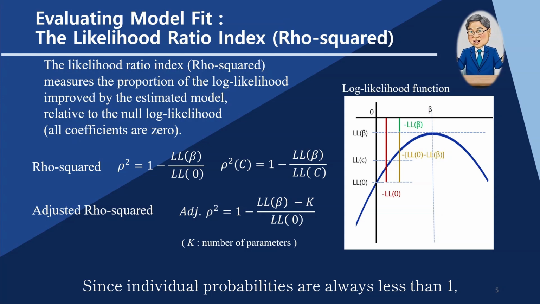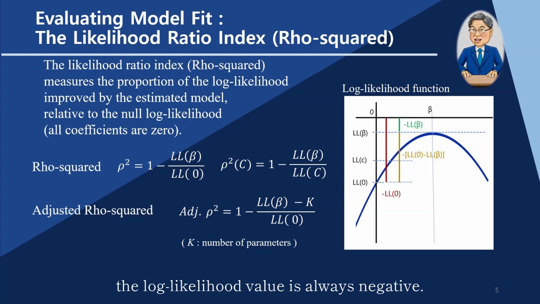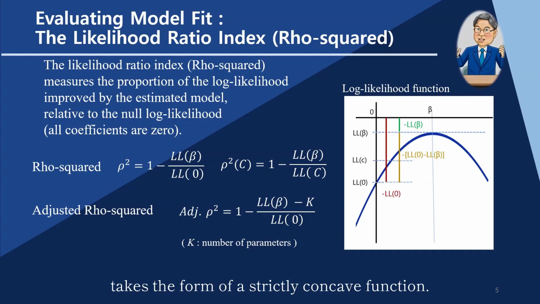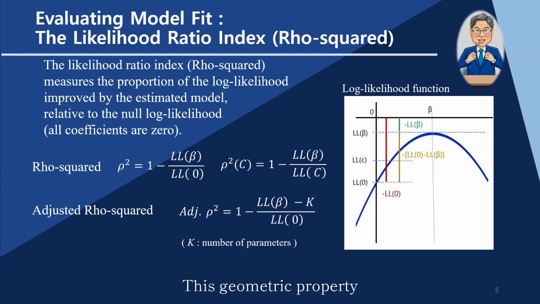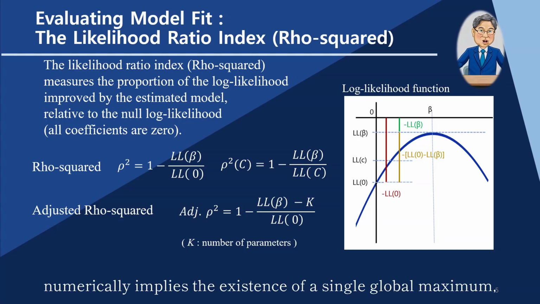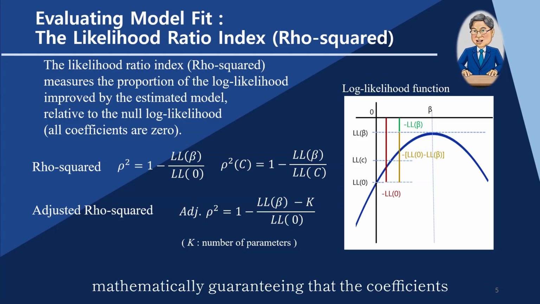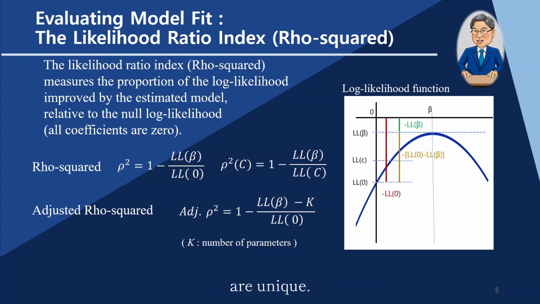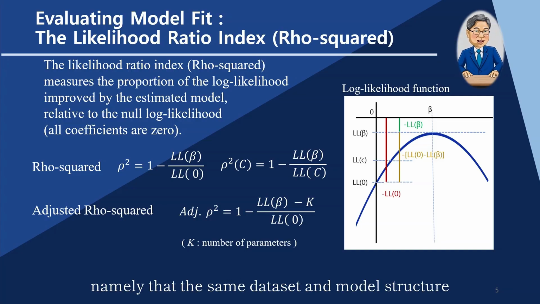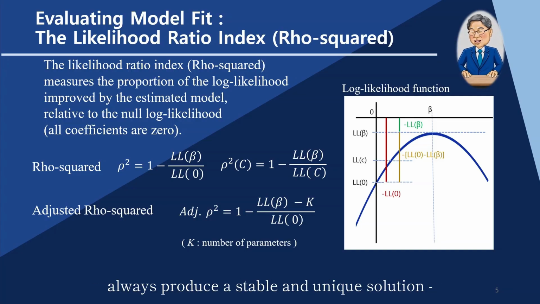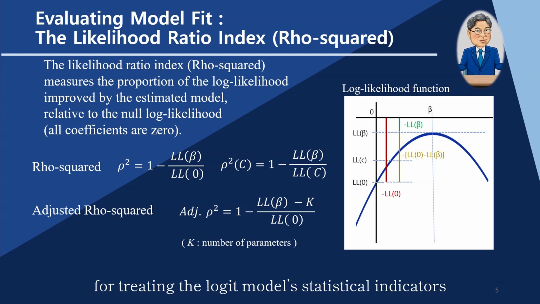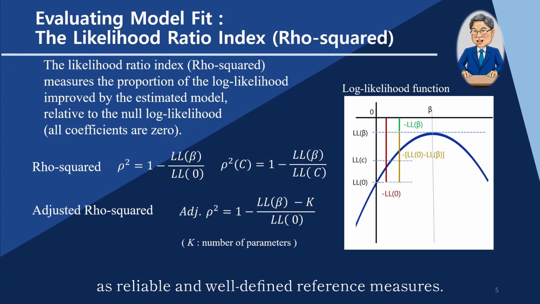Since individual probabilities are always less than 1, the log likelihood value is always negative. Mathematically, the log likelihood function of a Logit model takes the form of a strictly concave function. This geometric property numerically implies the existence of a single global maximum, mathematically guaranteeing that the coefficients found through maximum likelihood estimation are unique. This property, namely that the same dataset and model structure always produce a stable and unique solution, provides the foundation for treating the Logit model's statistical indicators as reliable and well-defined reference measures.